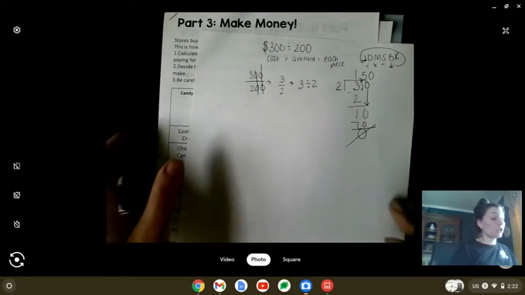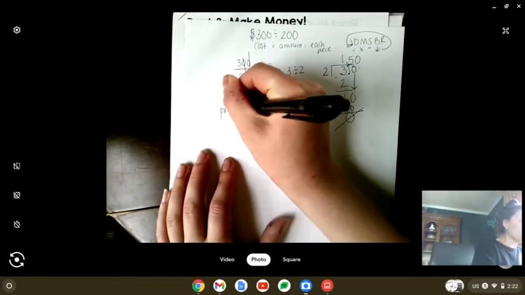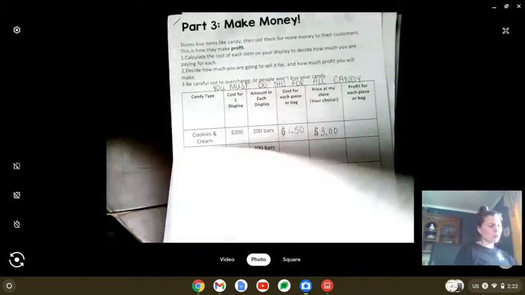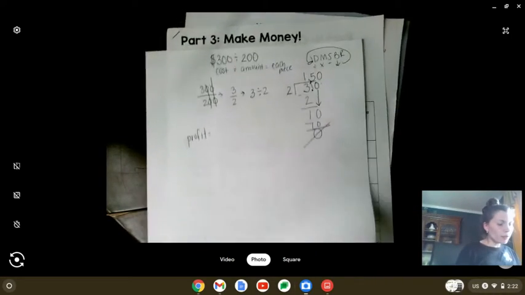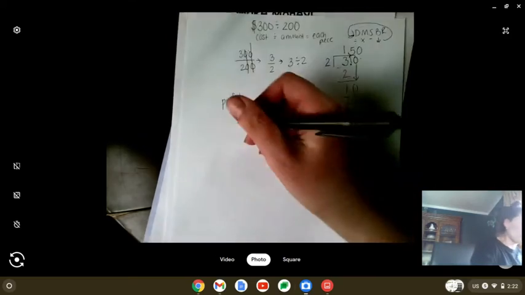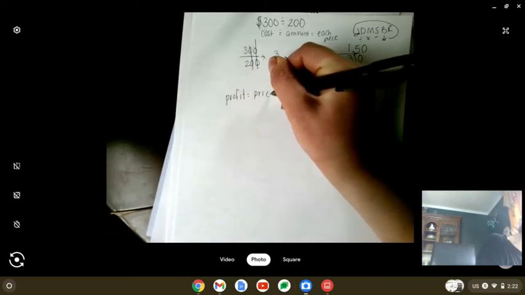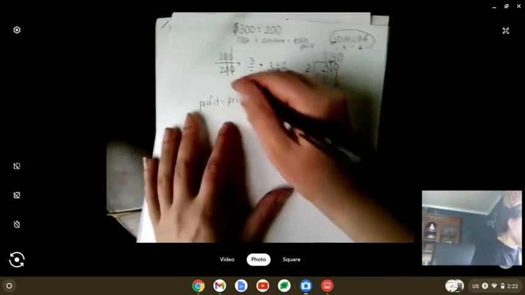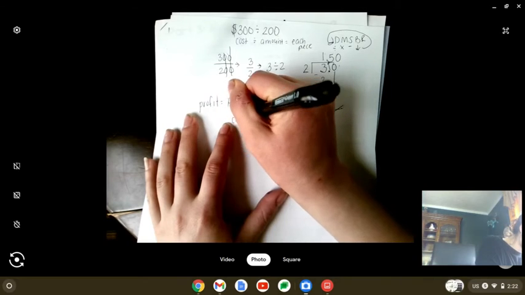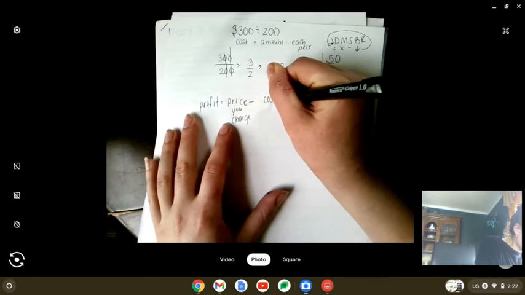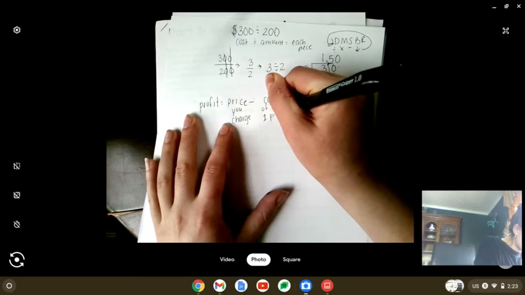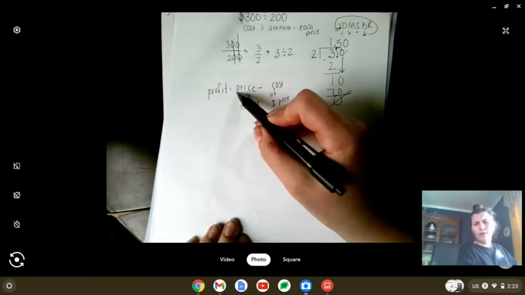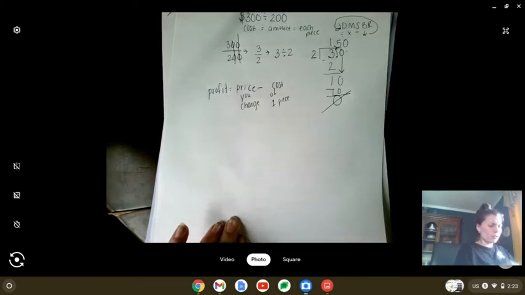Write this down because you're going to be finding profit. Profit is how much you make. To find the profit, so write this down. I would write this down somewhere on this page or somewhere you're going to be able to use it. You are going to take your price minus the cost. Price you charge minus the cost of one piece. So in our case, so write this down. Write this down. You're going to need it. Profit equals the price you charge minus the cost of one piece.